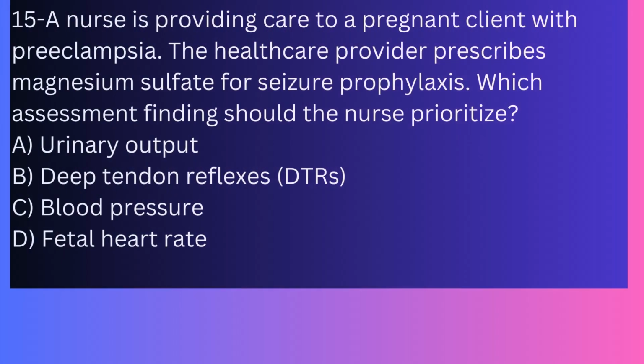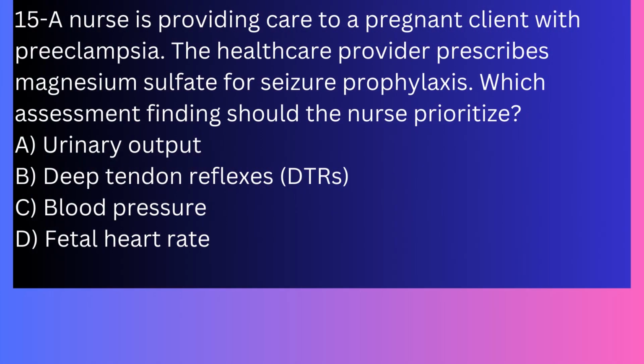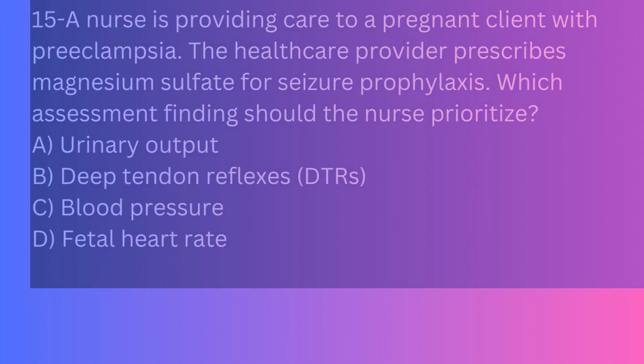Question number 15. A nurse is providing care to a pregnant client with preeclampsia. The healthcare provider prescribes magnesium sulfate for seizure prophylaxis. Which assessment finding should the nurse prioritize? A. Urinary output. B. Deep tendon reflexes. C. Blood pressure. D. Fetal heart rate. The answer is B.